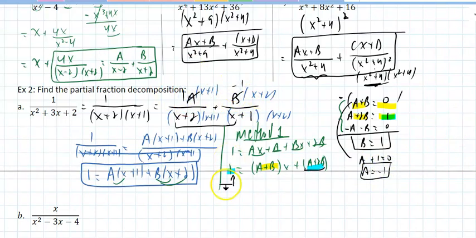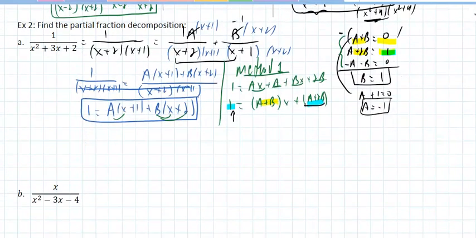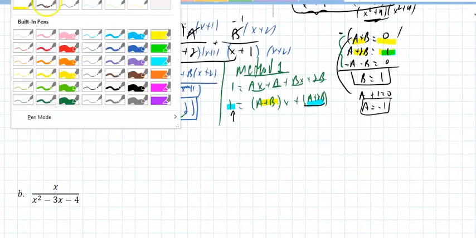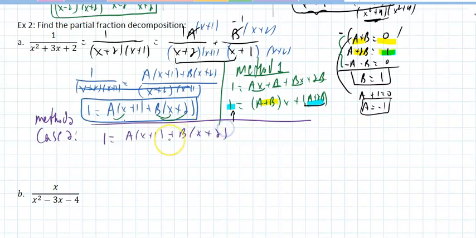Now, the second case, or I should say method 2. I will take this equation, 1 equals a into x plus 1 plus b into x plus 2, and I would play with the forbidden numbers. What's the domain? x cannot be negative 2.